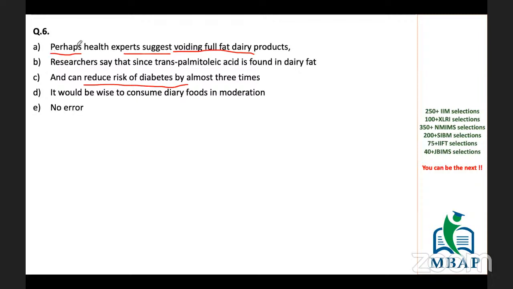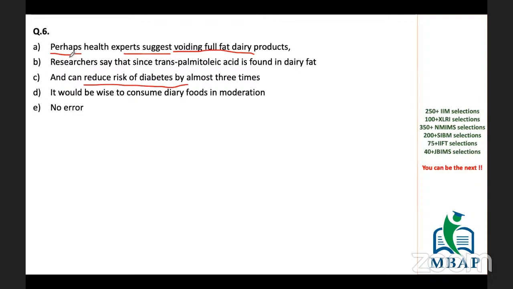Sorry, I'm so sorry. So perhaps is incorrect. It brings the possibility. Excuse me, just excuse me for my throat today. So whereas or although is the most appropriate word, because we are talking about contradictory information. Although experts suggest that we need to avoid dairy products, at the same time there are researchers showing that it actually helps in reducing the risk of diabetes. So that's why perhaps is not the appropriate word, but we need to go with although.